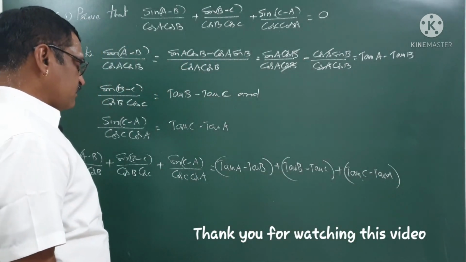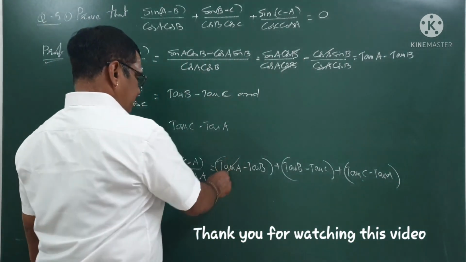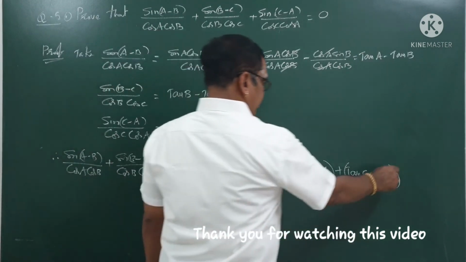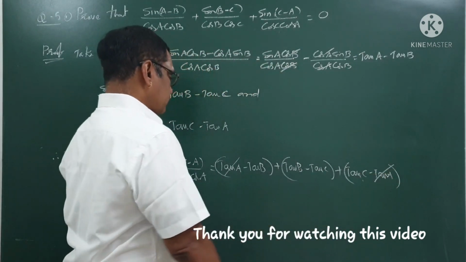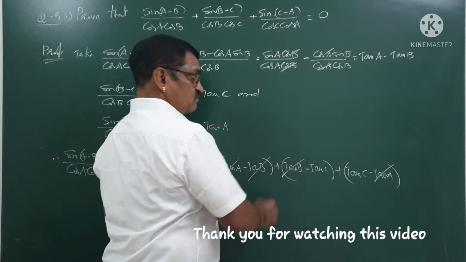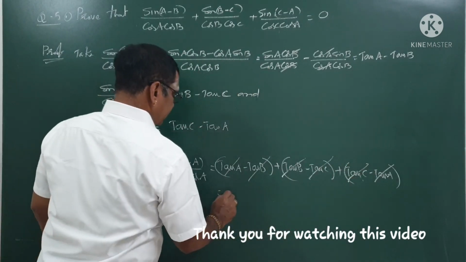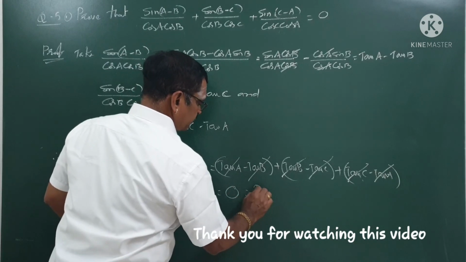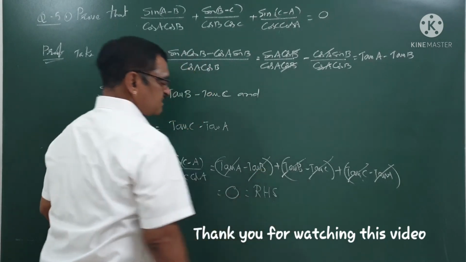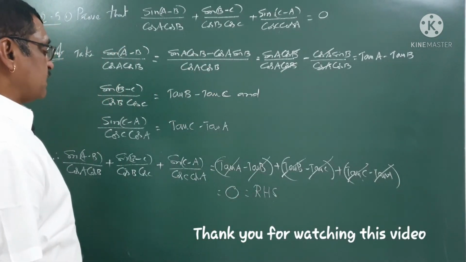Now if you observe carefully, I have positive tan A and negative tan A. I have negative tan B, positive tan B, minus tan C plus tan C. Everything will cancel, we get answer 0, which is equal to RHS. Hence proved. Yeah, please take it.